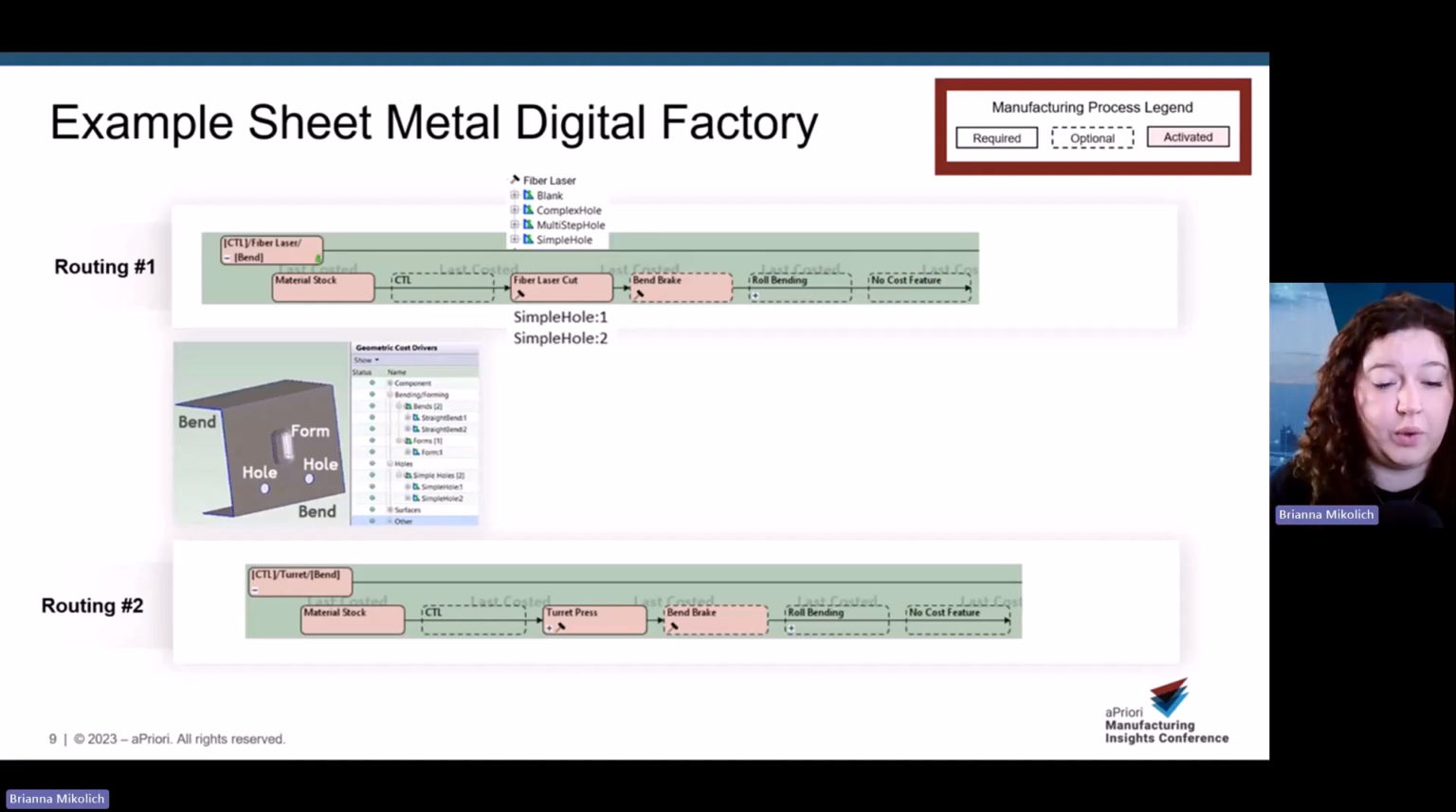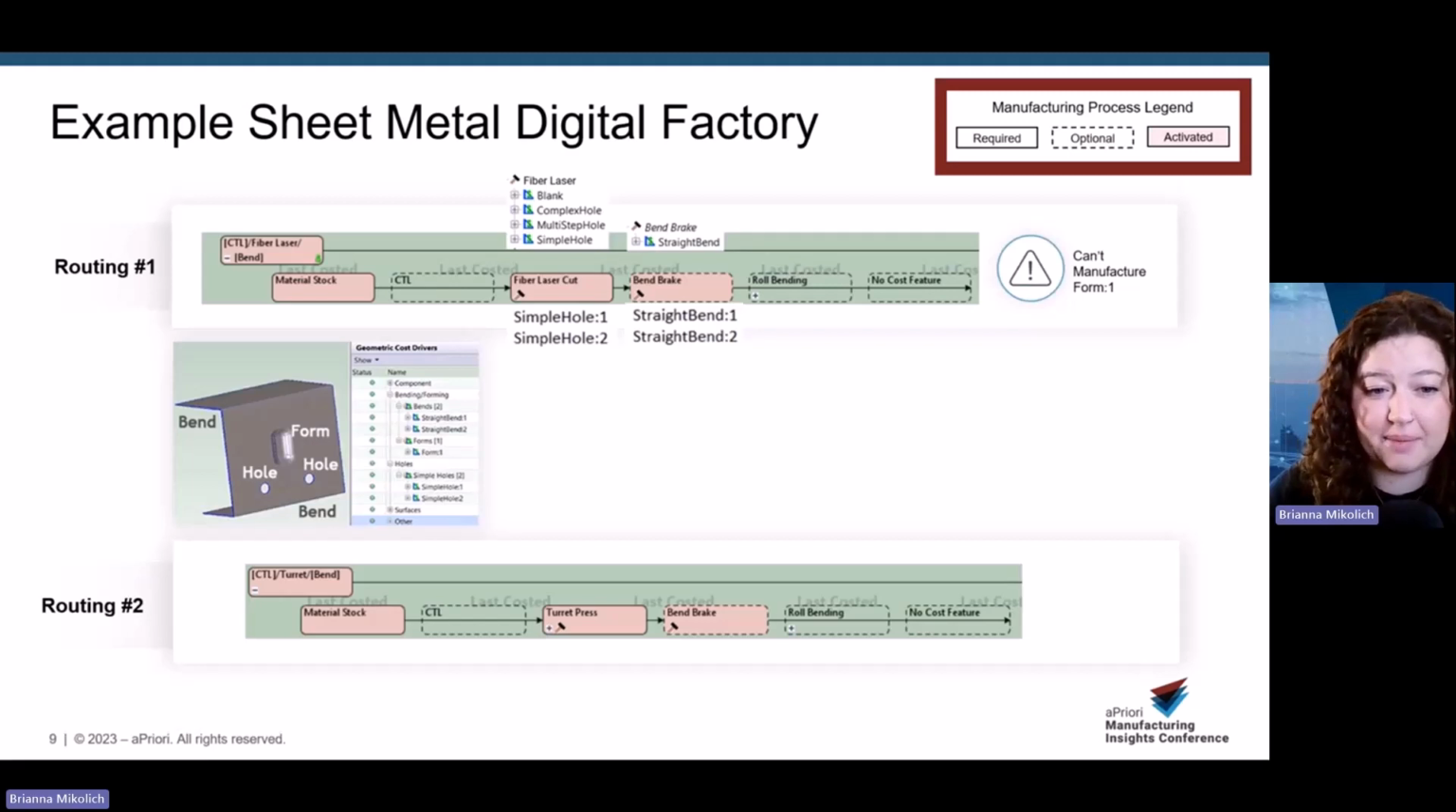So what aPriori will then do is evaluate all of the optional nodes over here on the right-hand side. One of those, of course, is bend break. The bend break node can manufacture straight bends, which is great. There are 2 of those. So the bend break is now activated. It turns that pinkish salmonish color, indicating that it is going to be actively contributing to the cycle time and therefore the cost of the routing. All the rest of the optional nodes are then considered as well. But what results is that the form still cannot be manufactured as this routing is currently written.